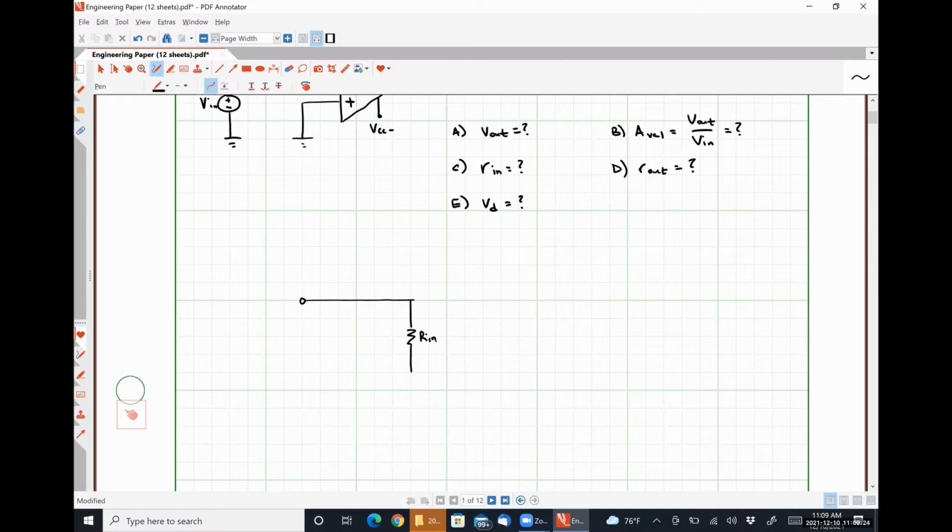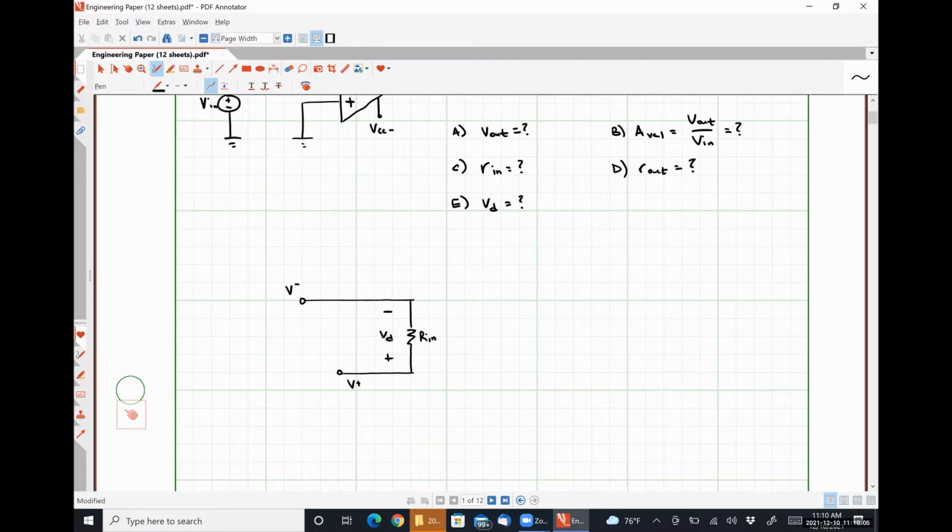So here is our input resistance Rin. This is the input resistance of the op-amp itself. This top terminal is going to represent the inverting input terminal. This bottom terminal is going to represent the non-inverting input terminal, which means our differential voltage VD will now have positive polarity on the bottom, negative polarity on the top, because VD is always the potential difference between the non-inverting terminal and the inverting terminal.